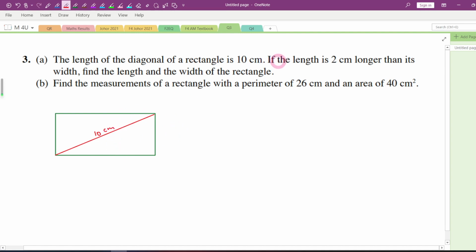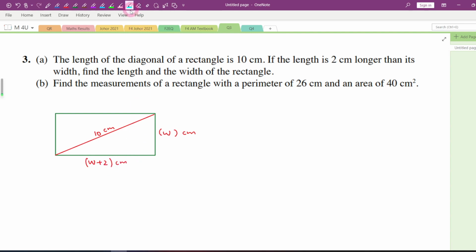Given by the question, the length is 2 centimeters longer than its width. So I just let the width be W centimeters. So the length is 2 centimeters more than this. It will be W plus 2 centimeters.